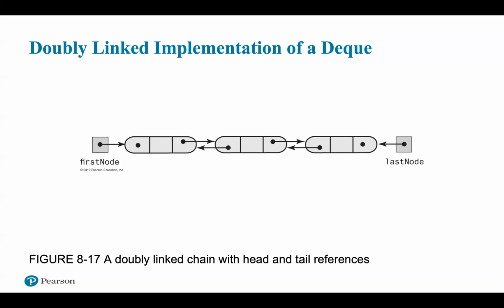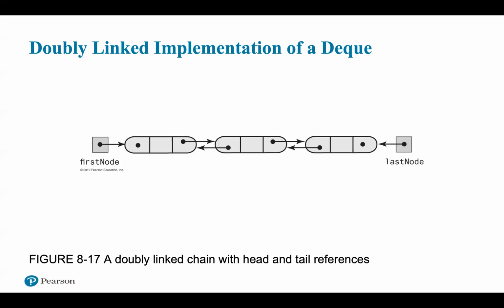What we need is a node that can reference the previous node as well as the next node in a chain. We call a chain of such nodes a doubly linked chain. We sometimes will call an ordinary chain a singly linked chain when a distinction is necessary.